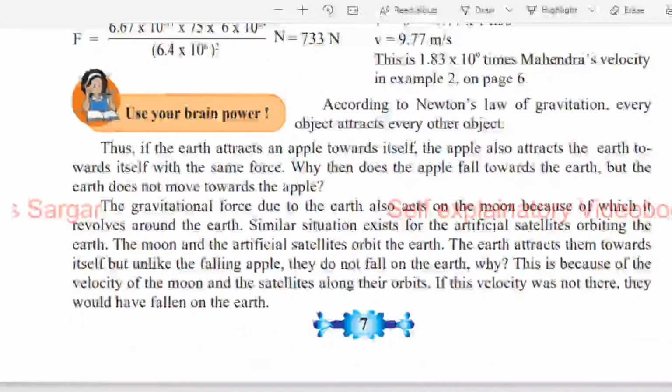Use your brain power in a box. According to Newton's law of gravitation, every object attracts every other object.